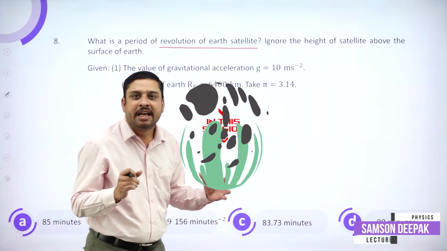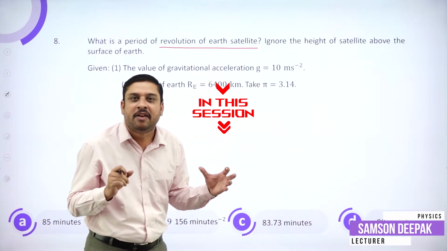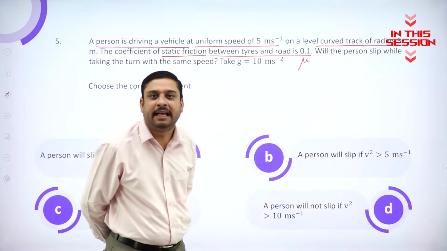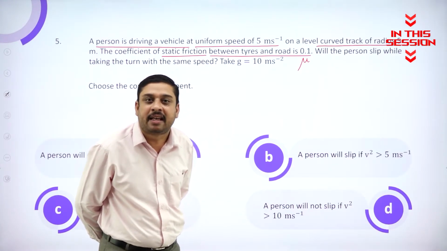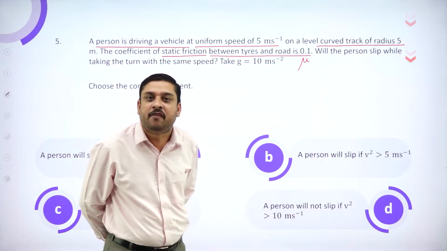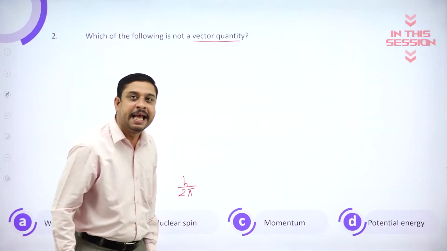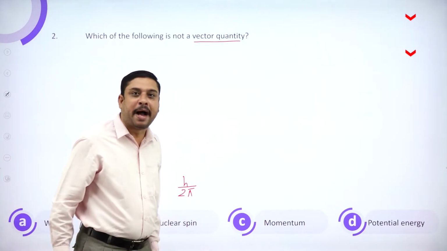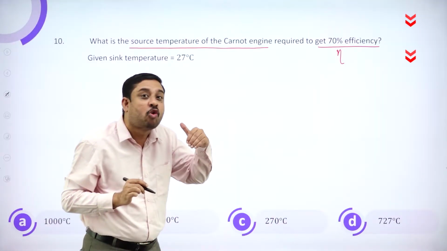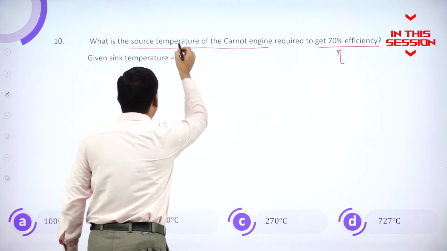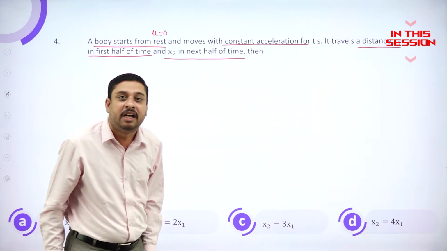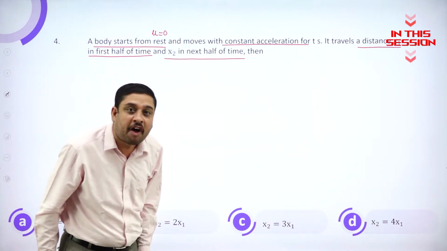Come on, students. Recall the expression for time period of revolution of a satellite. You recall banking, angle of banking, optimum velocity. Spin has a magnitude of h divided by 2 pi. Temperature of the source is higher temperature, which is taken as T1. Distance traveled in equal intervals of time.